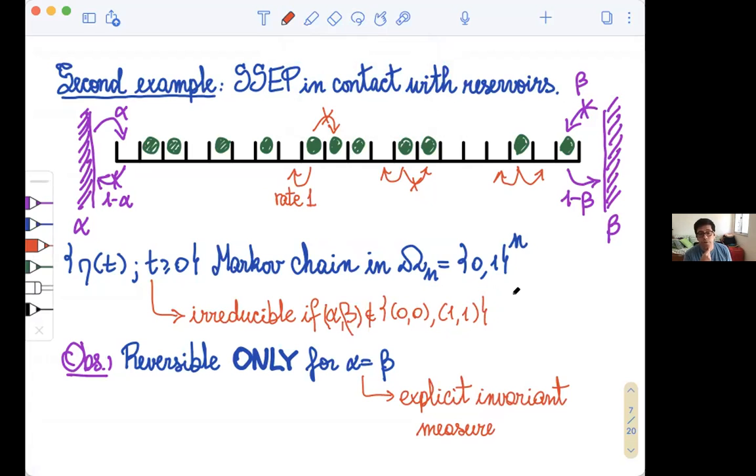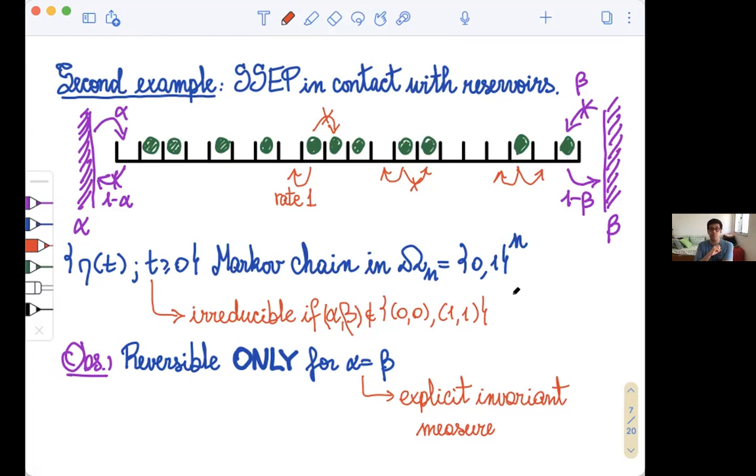If the particle reservoirs are 0, 0, it means that at some point the whole line is going to be empty. And if it's 1, 1, at some point the whole line is going to be full of particles, and then nothing happens. So you will have an absorbing state. Otherwise, you have an irreducible Markov chain, and it's going to be reversible only if alpha is equal to beta.